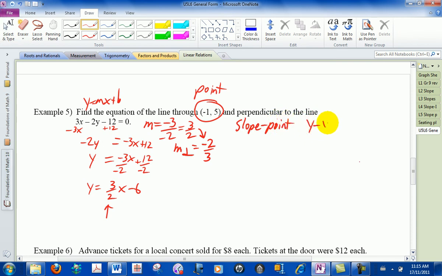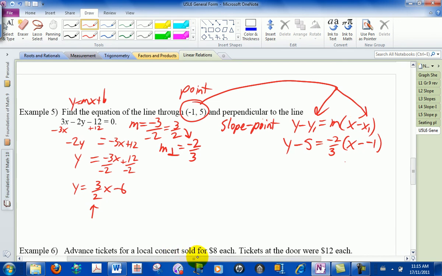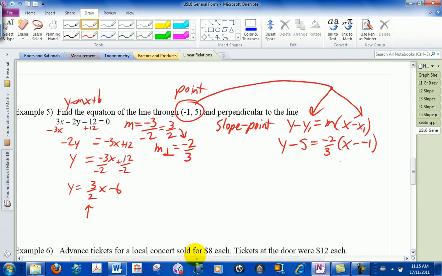So we have y minus y1 equals m times x minus x1. We have y minus 5 equals -2/3 times x minus -1. So I took this point and I put in my values for x and y, and used the slope that I found. So that's an awesome question. So much cool stuff to do. Got to be careful. Got to know what you're doing.